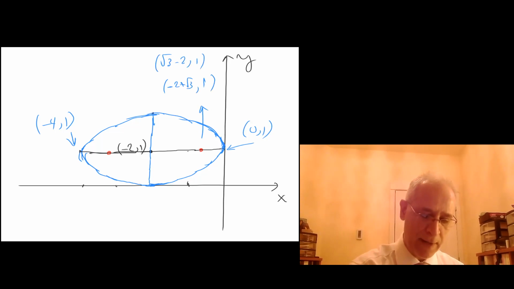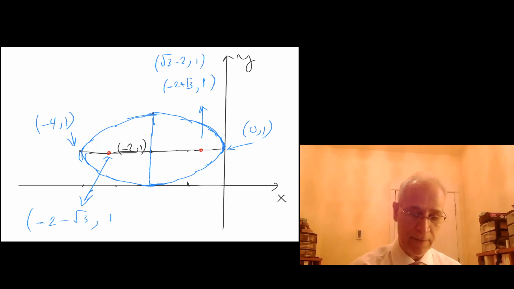And how about the value of this point right here? For the x-coordinate, I have -2 minus √3, comma, +1. Okay. Am I forgetting anything? I don't think so. Let's do one last example and then call it a video.